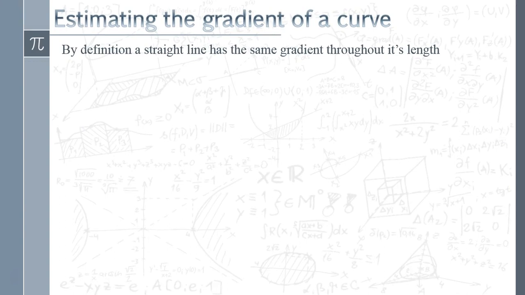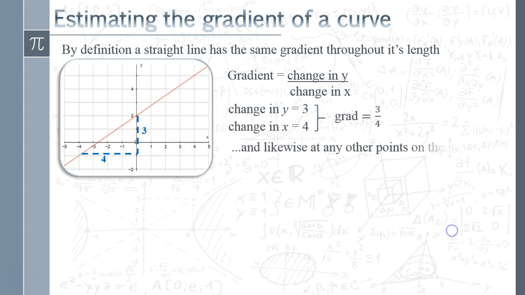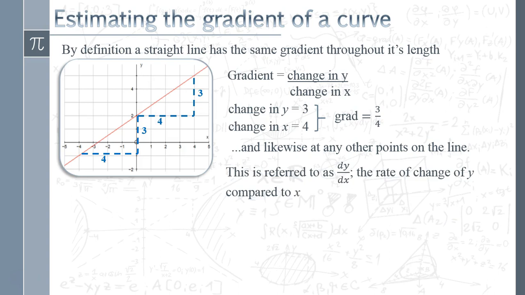Up to now, you'll have seen gradients and worked with gradients of straight lines. By definition, a straight line has the same gradient throughout its length. We should know change in y over change in x, rise over run, however you want to describe it. The key thing is it's a straight line. So if I work out change in y over change in x, the gradient's 3/4, and it doesn't matter where I do that on the line, the gradient is always going to be 3/4. Obviously enough. Now, this is referred to as dy/dx, so we're going to be seeing this notation quite a lot, and we're going to use it as a way of describing gradients.